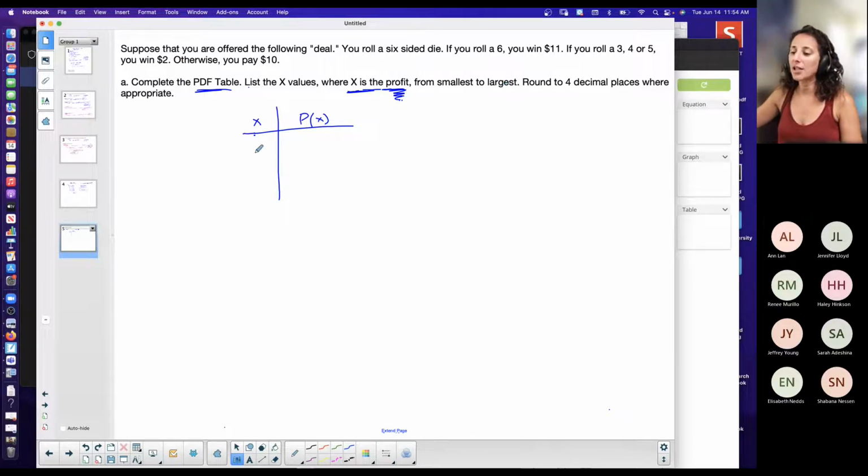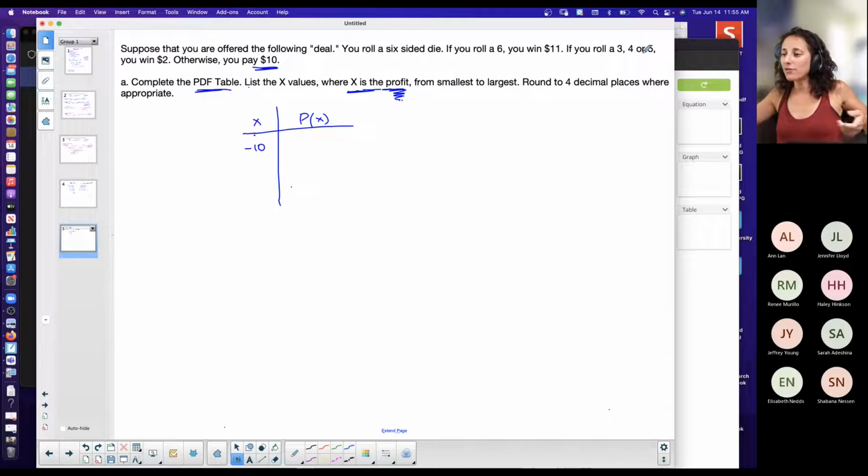Now, it doesn't matter how you represent the outcomes, but because they said from smallest to largest, I have to pay attention to the order I'm gonna put them here. So the smallest outcome is paying $10. So that's negative 10, because I'm not paying anything for this game, but if I don't roll one of these other scenarios, I owe whoever this person is $10, and they're probably making some bank on this game.